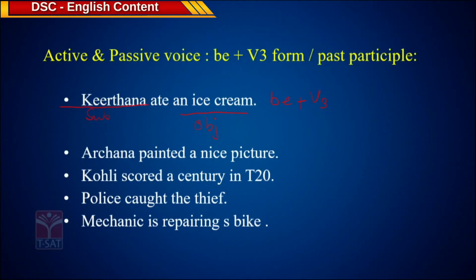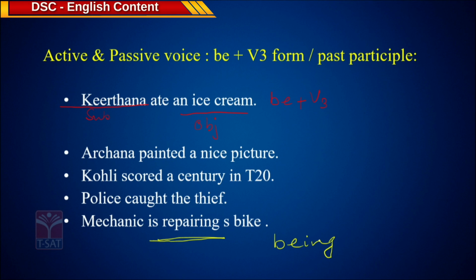All the four sentences you see here are in simple past tense, and the active to passive form will take B plus V3 form, or the past participle form. But in the last one, mechanic is repairing. This is in the present continuous. If the sentence is in present continuous tense, the B form changes to being. Being plus repair, and the third form is repaired. A bike is being repaired by mechanic.